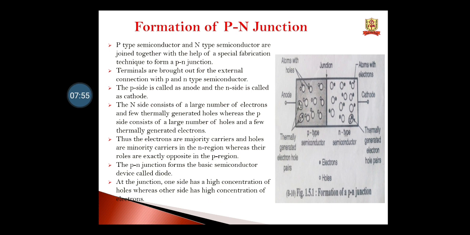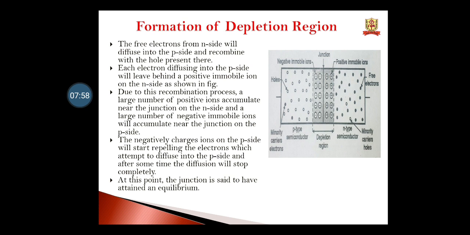So concentration gradient is there, and what happens is, as there are a large number of electrons on the N side, they diffuse, or they will move towards the P type, as the concentration there is less, negative charges are less on the P side. So the free electrons from the N side will diffuse to the P side and recombine with the holes present there near the junction. So you can see here each electron diffusing into the P side.